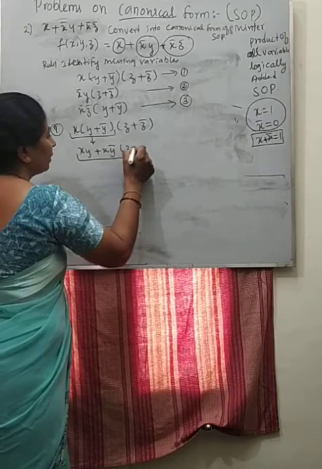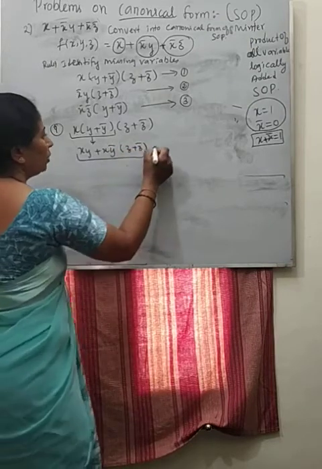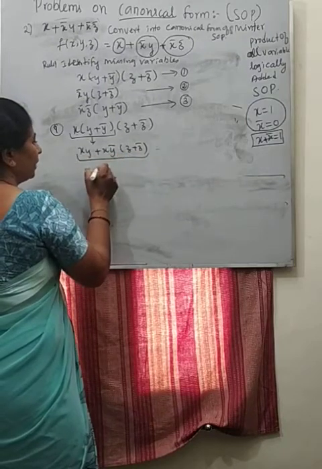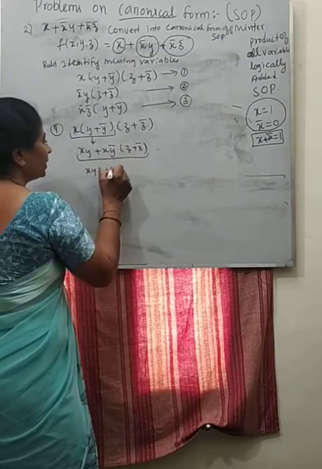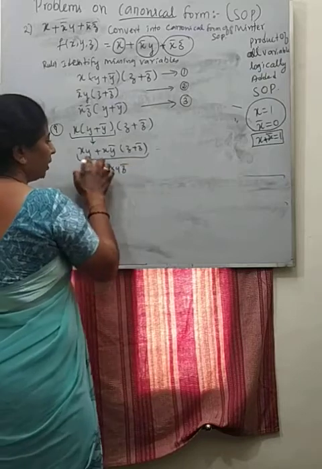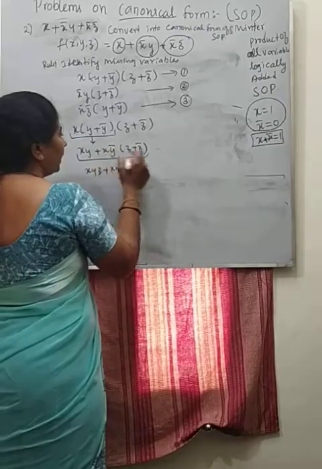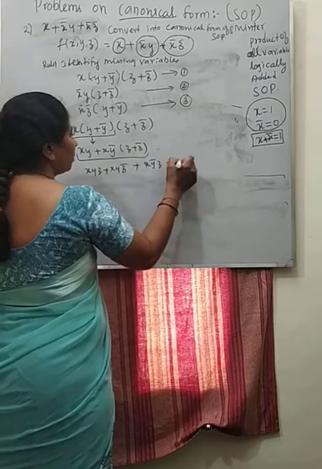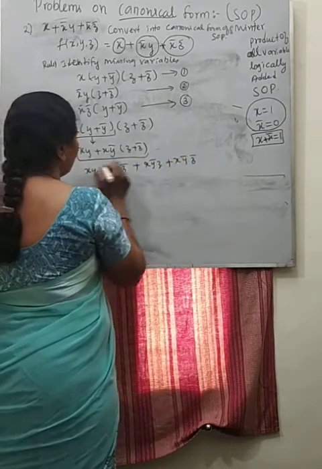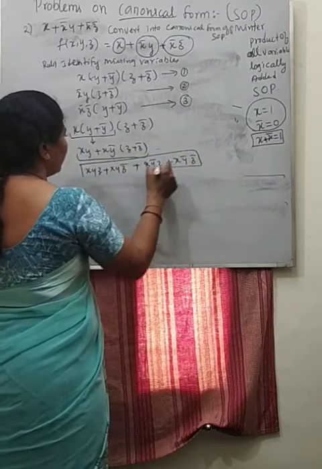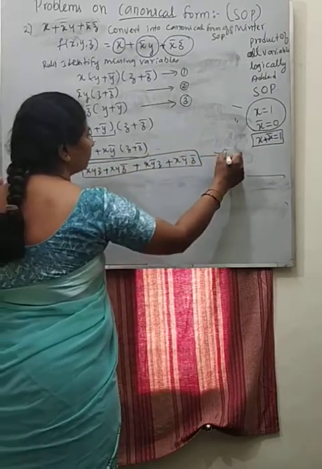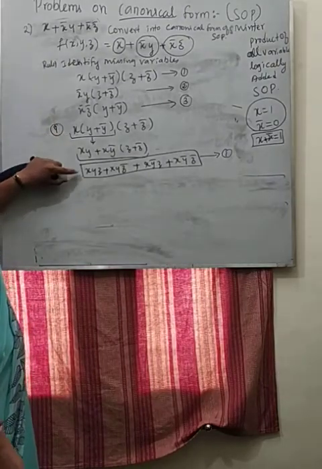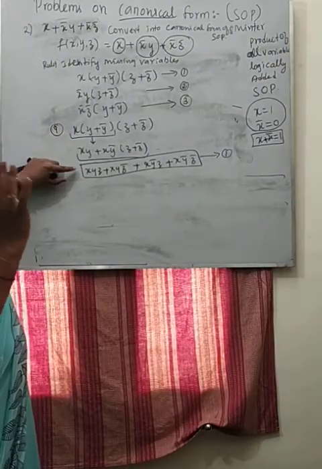Now include z plus z complement. What you will get? xyz one time, xyz complement one time, plus xy complement z one time, xy complement z complement. This is your first equation that you have got. See, 2 missing variables are there, so you need to get 4 terms.